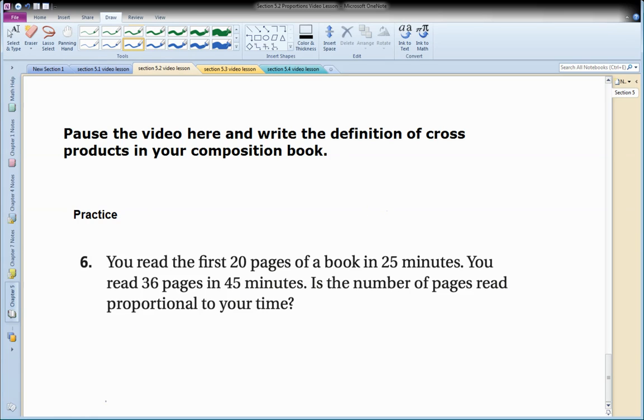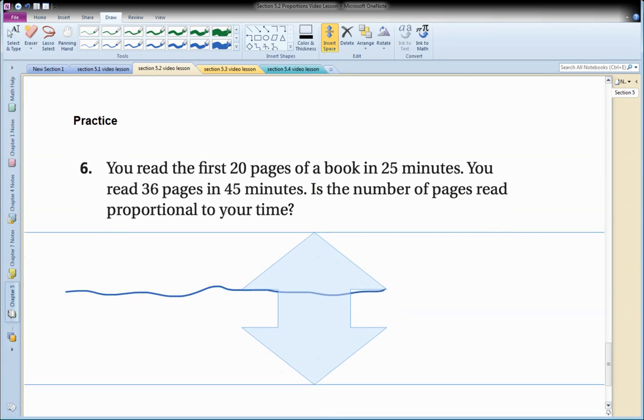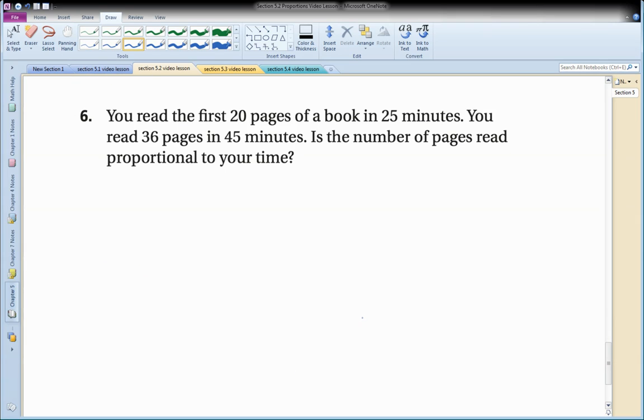All right, so let's look at a word problem down here. This problem says you read the first 20 pages of a book, and you do that, I'm making some more room, in 25 minutes. Then you read 36 pages in 45 minutes. Is the number of pages read proportional to your time? So if I was going to set up a ratio or a rate, it would be pages over time. So that's how I will set up my ratios or rates.